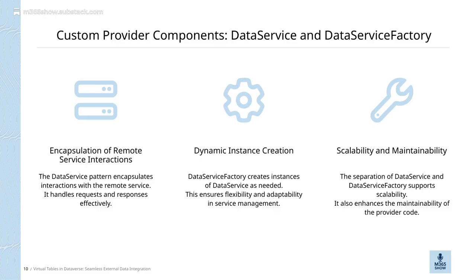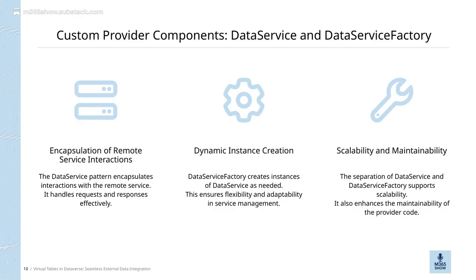On this slide, we're focusing on the key components that make this possible, specifically the separation of data service and data service factory. This separation is crucial because it really supports scalability. By decoupling these elements, we can handle growth more efficiently without affecting the overall system. It also makes the provider code much easier to maintain, since each part has a clear, focused responsibility.